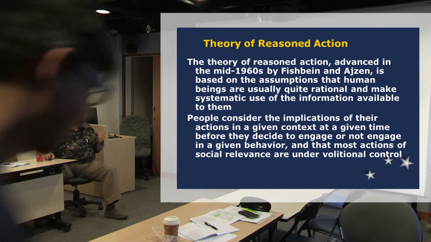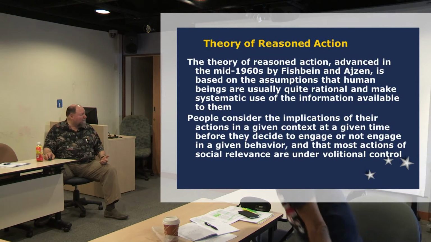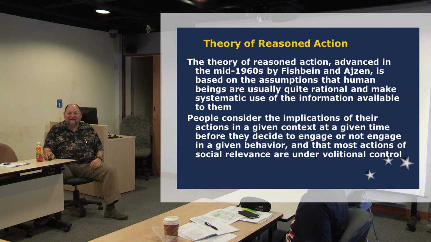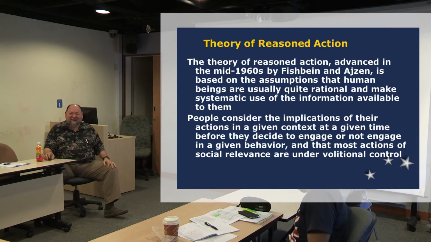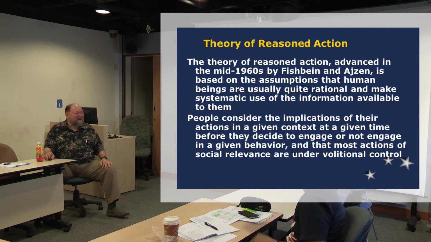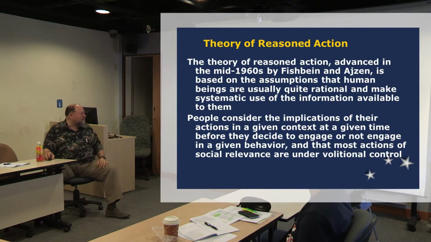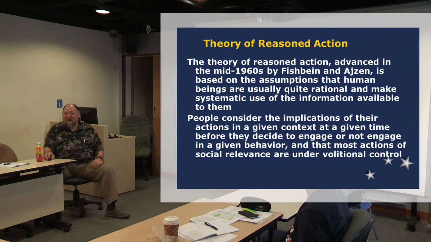It's based on the assumption that human beings are rational and make systematic use of the information available to them. People consider the implications of their actions in a given context at a given time before they decide to engage or not engage in a given behavior. And most actions of social relevance are under volitional control. This seems like a very ideal model to me. And a lot of times people don't have volitional control.